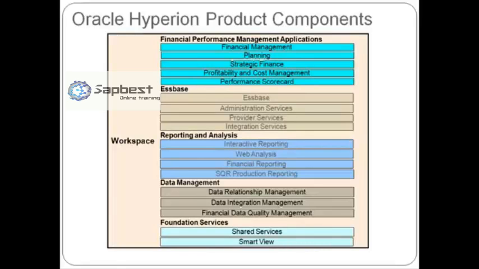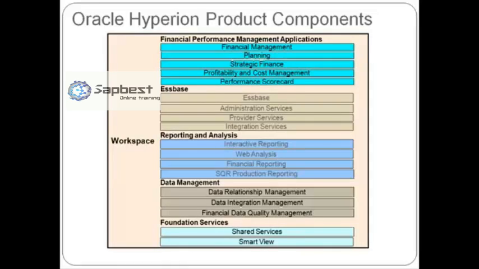Now coming down to shared services. Shared services is a set of services available in the Hyperion system, called shared services because these are common services utilized across all the Hyperion applications. It doesn't matter whether you are working on financial applications, planning applications, strategic finance, profitability and cost management, or performance scorecard. For any of these applications, there are certain services which have to be utilized along with them. So why do we call it shared services?